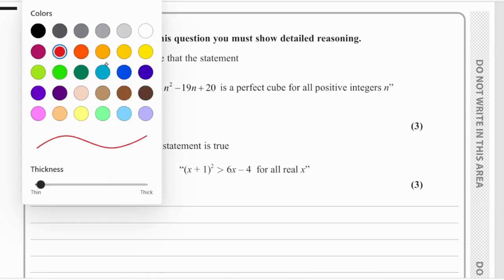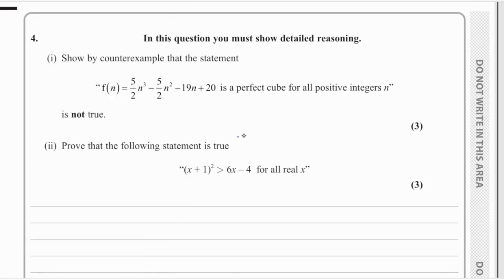Students, let us solve the fourth question of this paper. Show by counter example that the statement f of n is equal to 5 by 2 n cube minus 5 by 2 n square minus 19n plus 20 is a perfect cube for all positive integers n is not true. So we need to prove by counter example that this is not always a perfect cube.